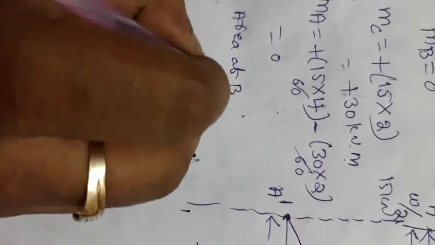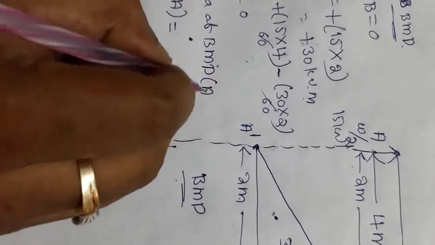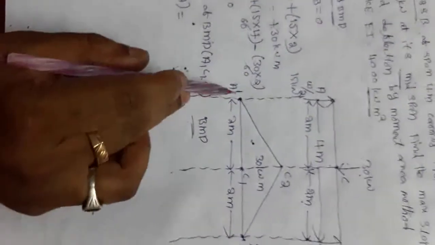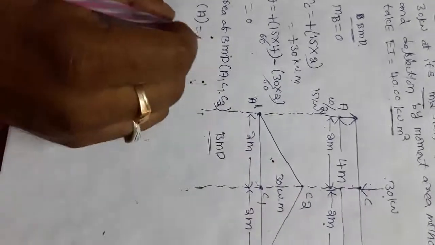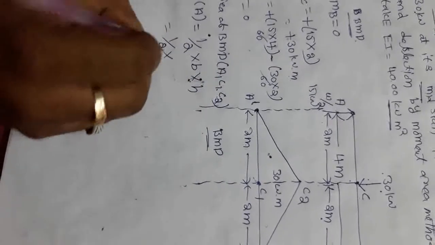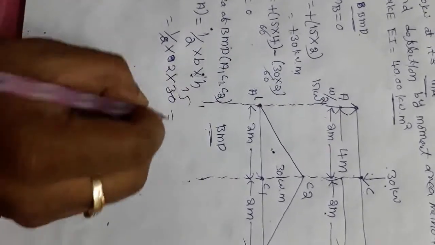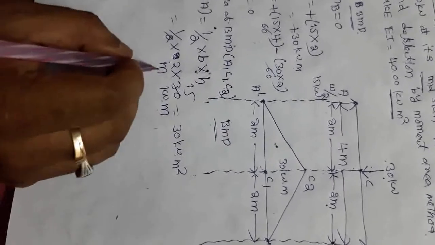Next, the area of the BMD is nothing but the area of only the portion A1, C1, C2. So this is A1, C1, C2, and it looks like a triangle. So the area formula is half into base into height. Half into base, which is 2, into height, which is 30, so 30 kilonewton meter square. Why? Because 30 is in terms of kilonewton meter, and the base is in meters, so kilonewton meter into meter equals kilonewton meter square. This is the area formula.